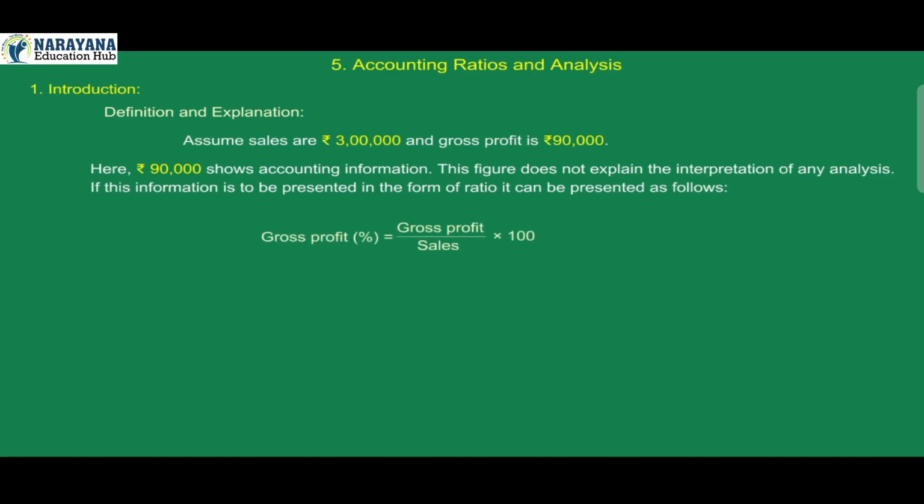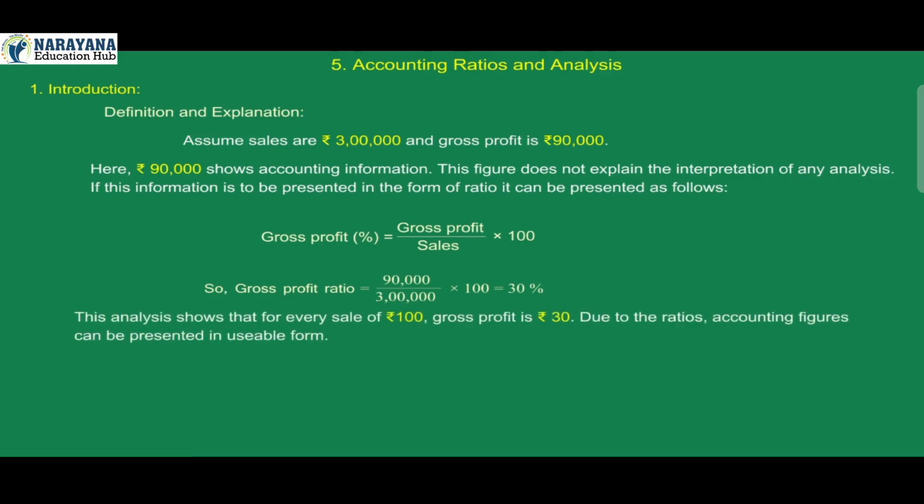Gross profit percentage is equal to gross profit divided by sales, multiplied by 100. So, gross profit ratio is equal to 90,000 divided by 3 lakh, multiplied by 100, which is equal to 30%. This analysis shows that for every sale of Rs 100, gross profit is Rs 30. Due to ratios, accounting figures can be presented in usable form.